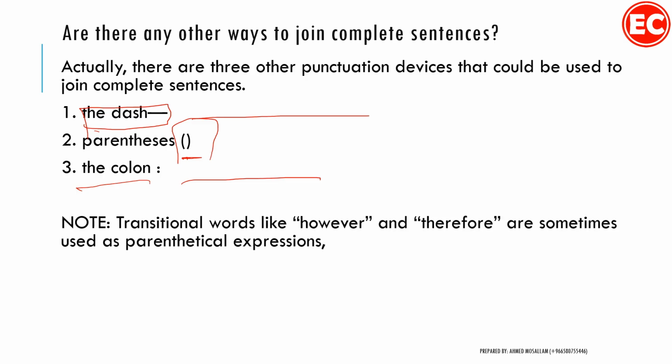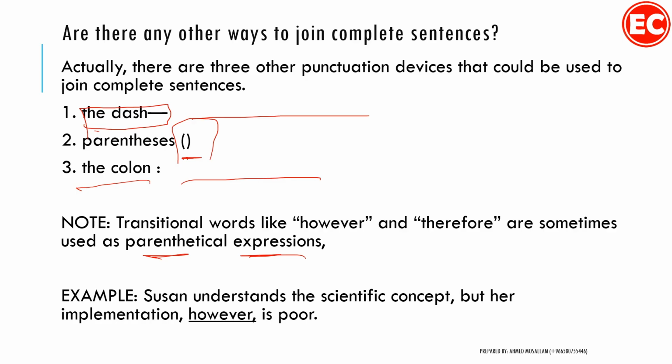So transitional words like however and therefore are sometimes used as parenthetical expressions, if we use them as interrupters, not as conjunctions. Like the example here: Susan understands the scientific concept, but, here is the conjunction, comma, fanboys. Her implementation, however, here however is an interrupter, not a conjunction, is poor.